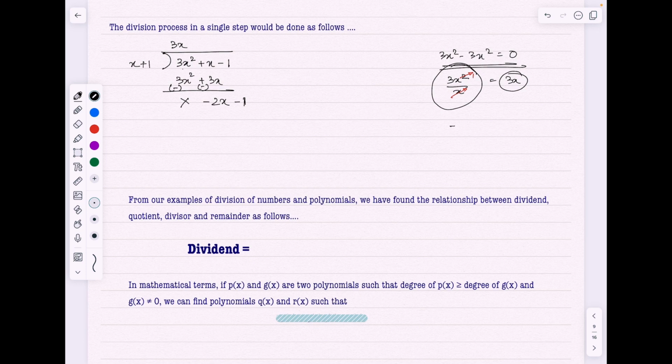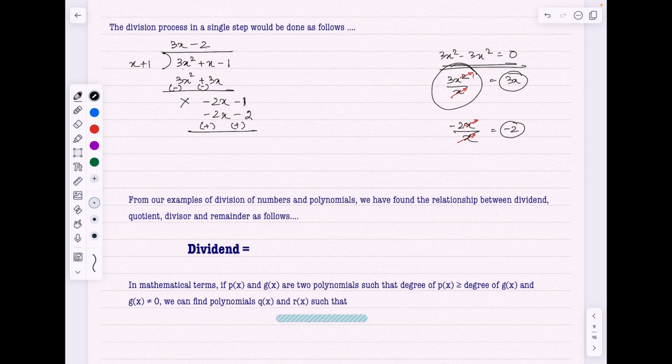The first term of the new dividend is minus 2x, and the first term of the divisor is x. This x is cancelled between denominator and numerator, so the left part is minus 2. The minus 2 will go on the quotient part. Here you multiply the quotient term with the divisor: minus 2 into x is minus 2x, and minus 2 into 1 is minus 2.